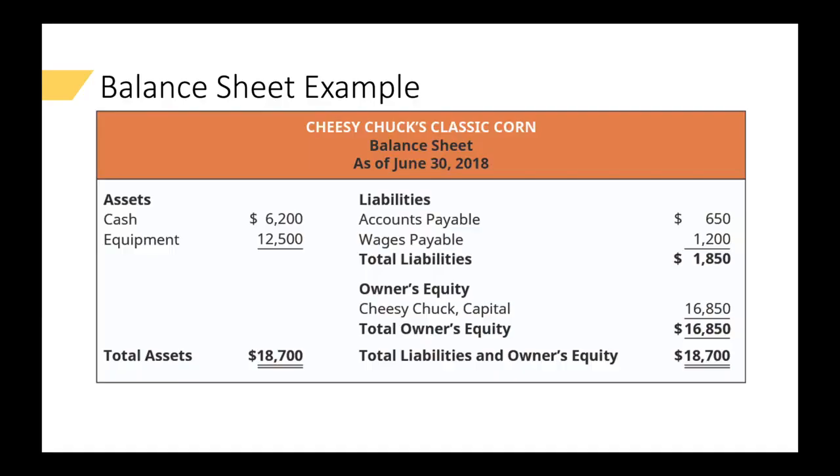On the right-hand side, we have the liabilities, which include the accounts payable. According to this, they owe $650 to someone or a company, and then also the wages payable. For this month, they owe $1,200 to the people that work there. Now, if you take the total assets minus the total liabilities, you will get $16,850, which is what will be owed to the owners. So that would be your owner's equity. And as you see here, the bottom lines of both the right and left side have to equal.